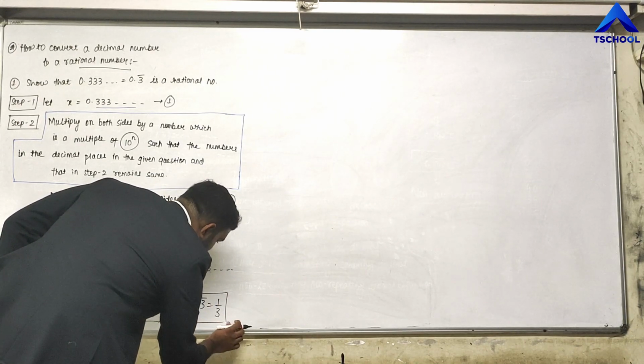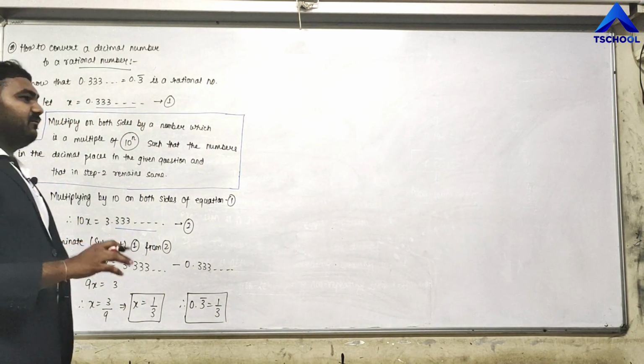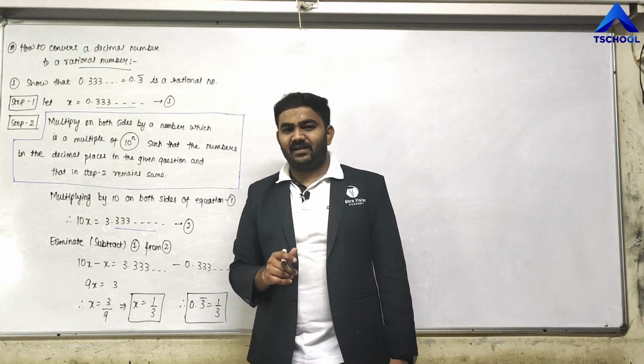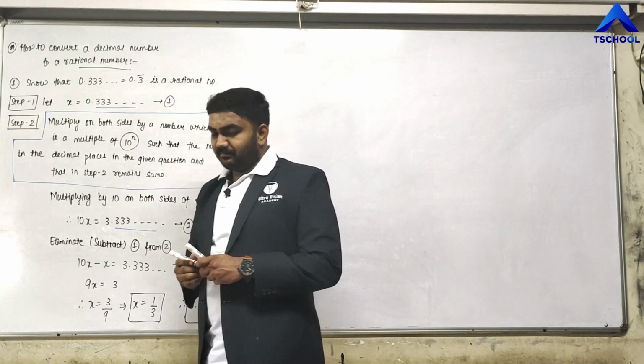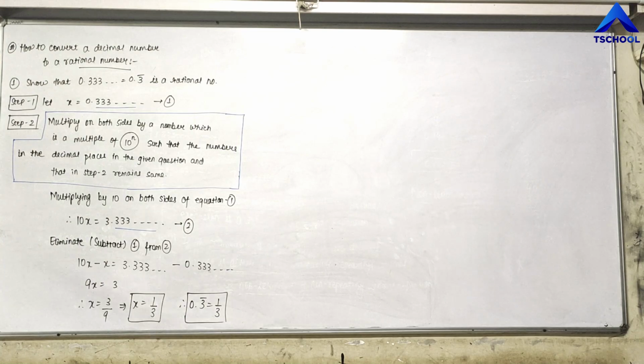You can check it out by performing the reverse division. If I divide 1 by 3, then I must get the decimal expansion as 0.3 bar or 0.33. Is it clear, friends? So in this way we can obtain the rational number of a decimal expansion, right?